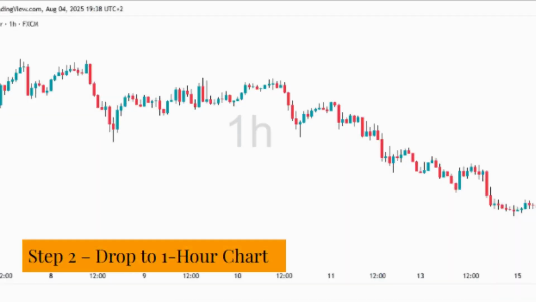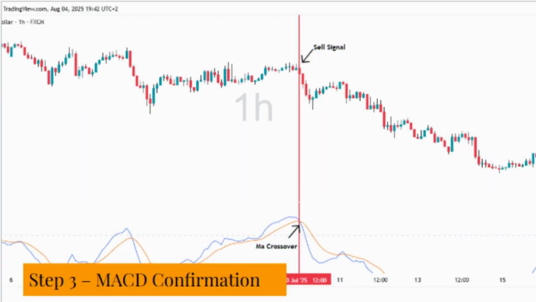Step 2. Drop to the 1-hour chart. Move to the 1H and look only for sell setups. We want to trade with momentum. Step 3. MACD confirmation. On the 1H, wait for the MACD moving averages to cross downward. That's your confirmed sell signal.